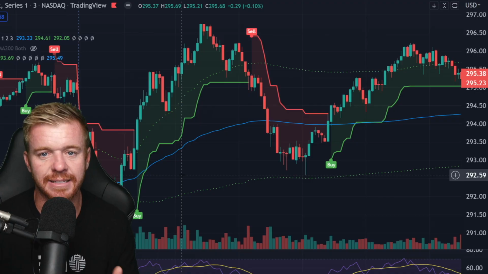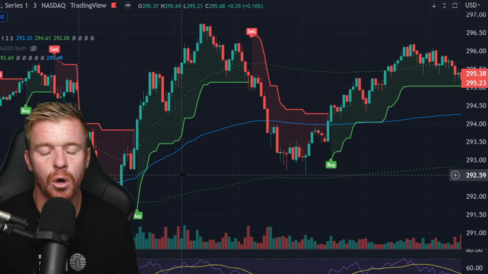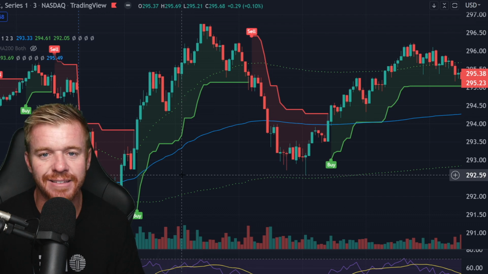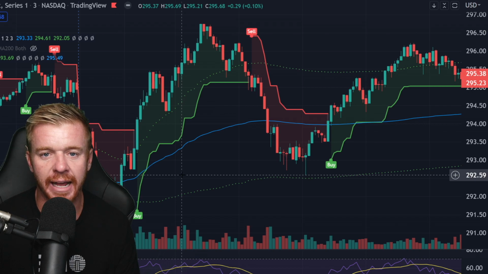How do you create an edge in trading? Every day as a day trader, we're looking to decipher the candlesticks, decipher what the market is going to do, create an edge. We want to be entering trades, exiting trades based on an overall plan and an edge that we find in the market.